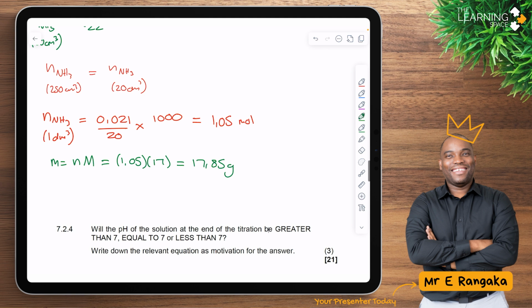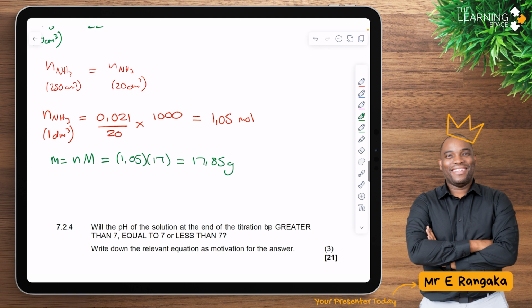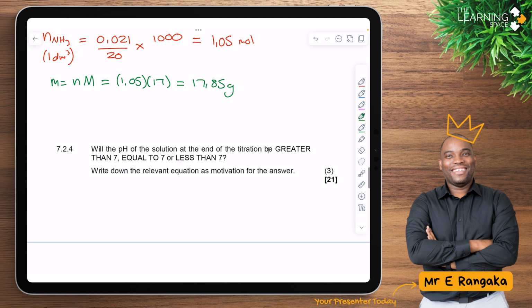And you'll find that acids and bases questions become a lot less difficult and daunting and challenging if you apply that method. Thank you guys for following us with this whole process. Let's get our final 3 marks so that we ensure we nail down all of the marks for this particular question, right? 7.2.4 says, will the pH of the solution at the end of the titration be greater than 7, equal to 7, or less than 7? Write down the relevant equation as motivation for the answer.